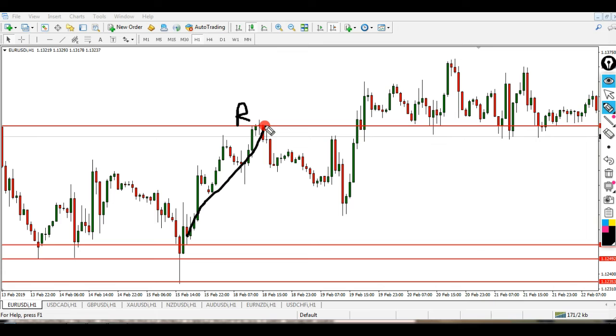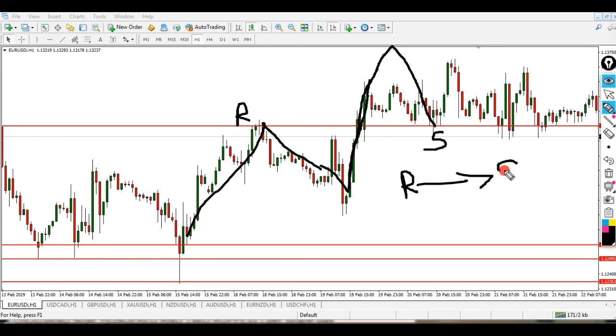The market is coming up, then moving down, stopping here and reversing. What is happening here? It is breaking the level of resistance. Whenever the market breaks the level of resistance, it can become the support level. So what is this level here? Absolutely right, this is the lowest point, which is the support level. So R is turning into S, the resistance level turning into a support level.